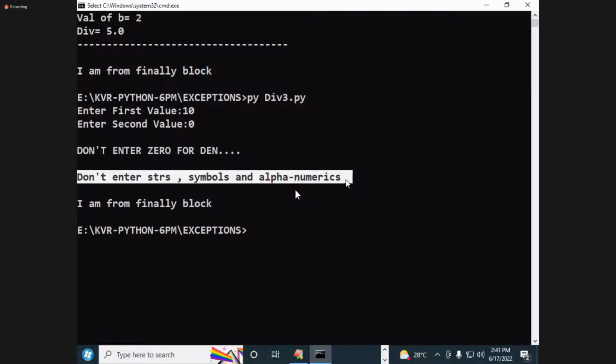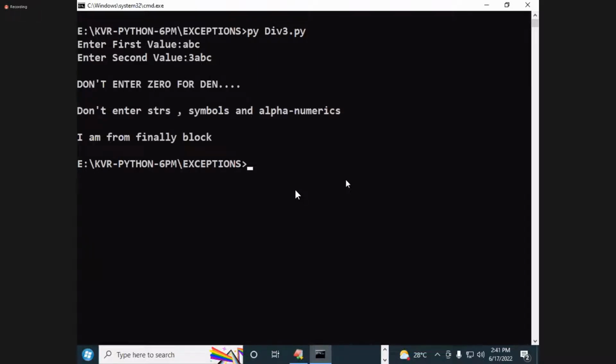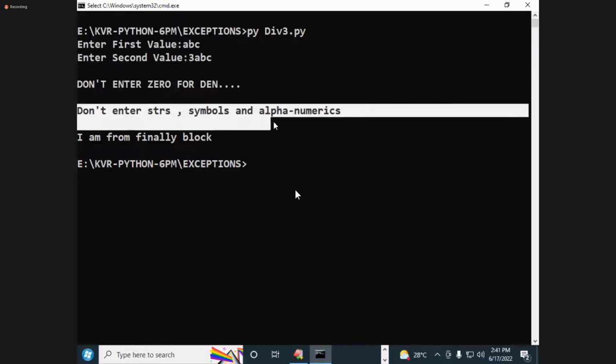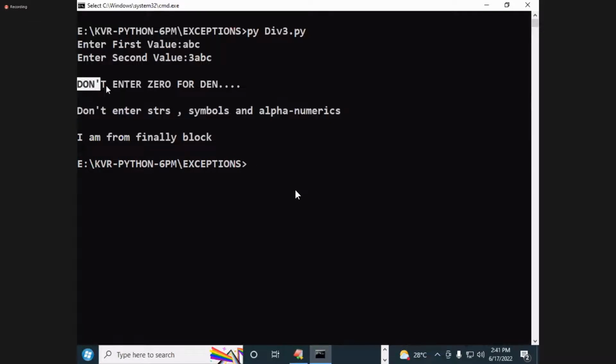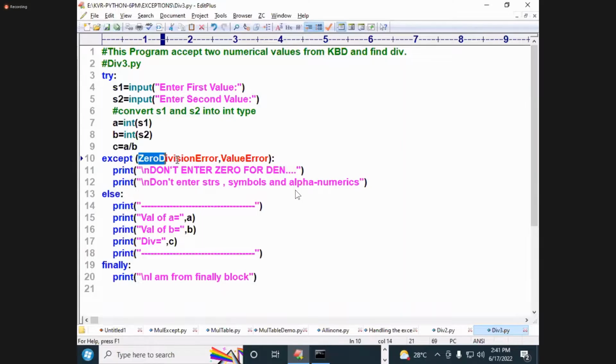Yes. Now see students, I will enter here ABC. Second one is called what? 3ABC once again. It is also going to give you a message. If he enters that, he will understand this current message. He will understand the advanced message: don't enter 0 for denominator. This is called what? One example on this. See, except ZeroDivisionError, comma, ValueError. This facility is known as what?